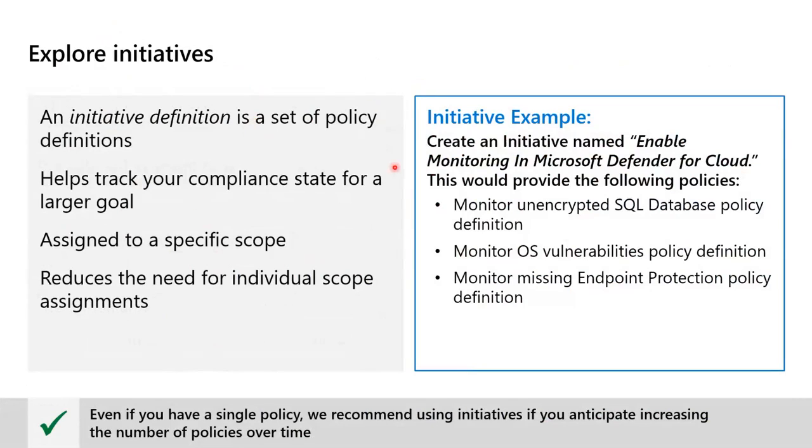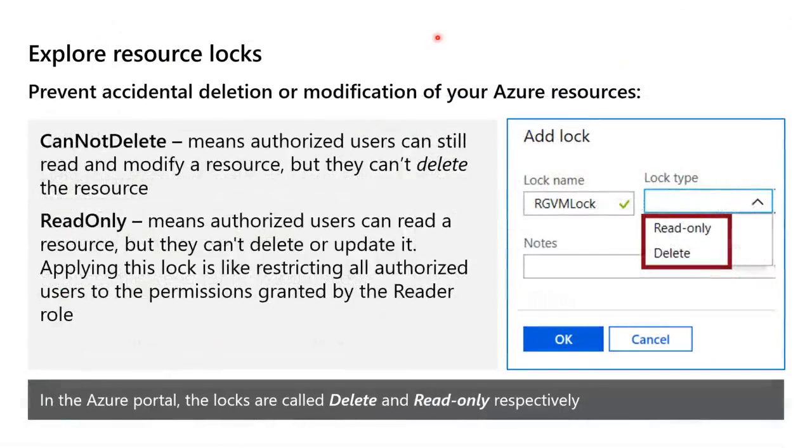So for example, create an initiative named enable monitoring in Microsoft Defender for Cloud. So this will provide the following policies: monitor unencrypted SQL database policy definition, monitor OS vulnerabilities policy definition, and monitor missing endpoint protection policy definition. So basically, this is how we can guarantee or how we can prevent specific operations from being executed within our Azure environment. For example, we also have the resource locks.